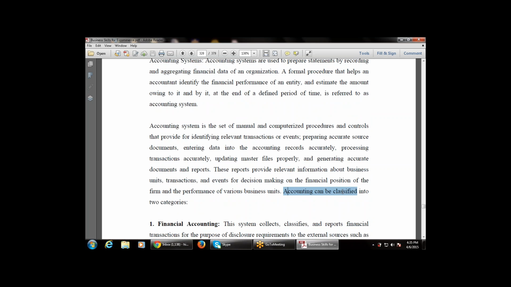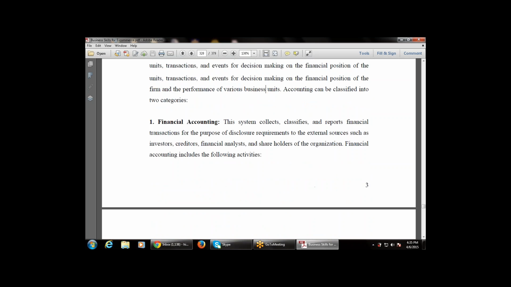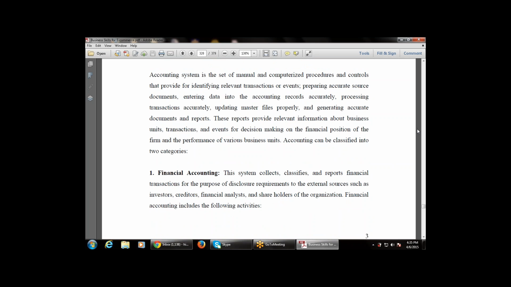Now, accounting can be classified into two categories. If I say accounting system, that means every money related term, but that is divided into two parts, two categories. One is financial accounting, one is management accounting. So let's see what financial accounting is. Accounting is divided into two parts: one is financial accounting, and one is management accounting.